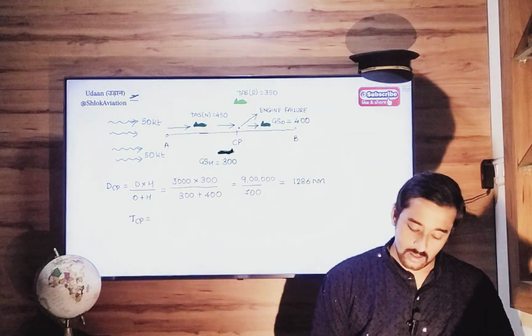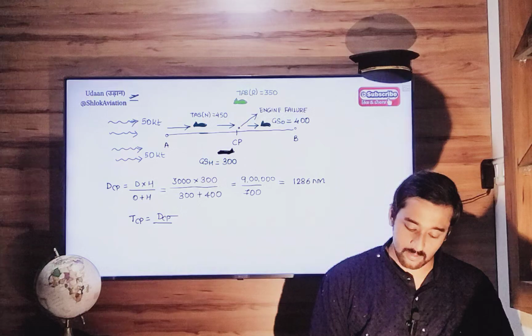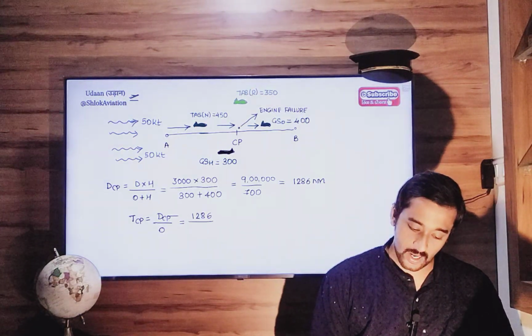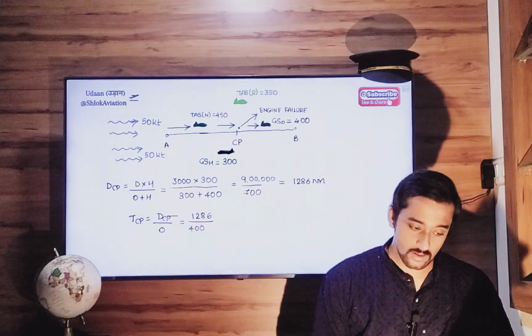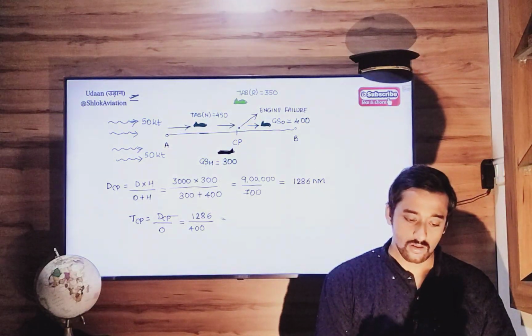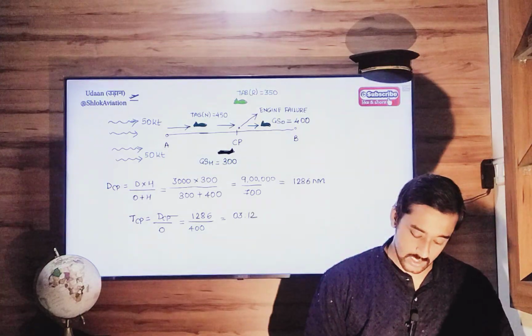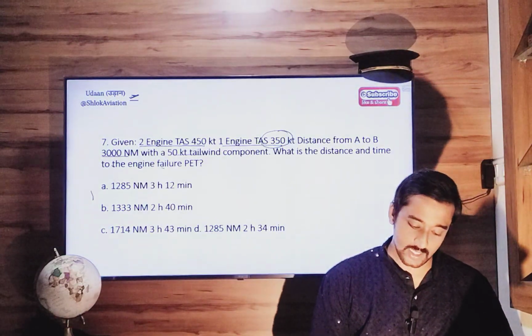Time is distance to critical point divided by outbound speed. So 1286 divided by outbound speed 400 is 3 hours 12 minutes. So option A is the correct option.